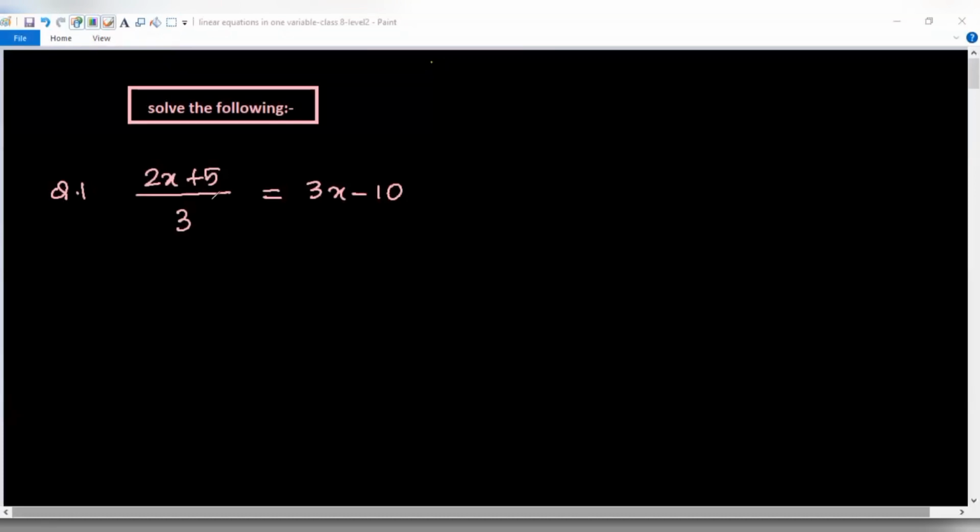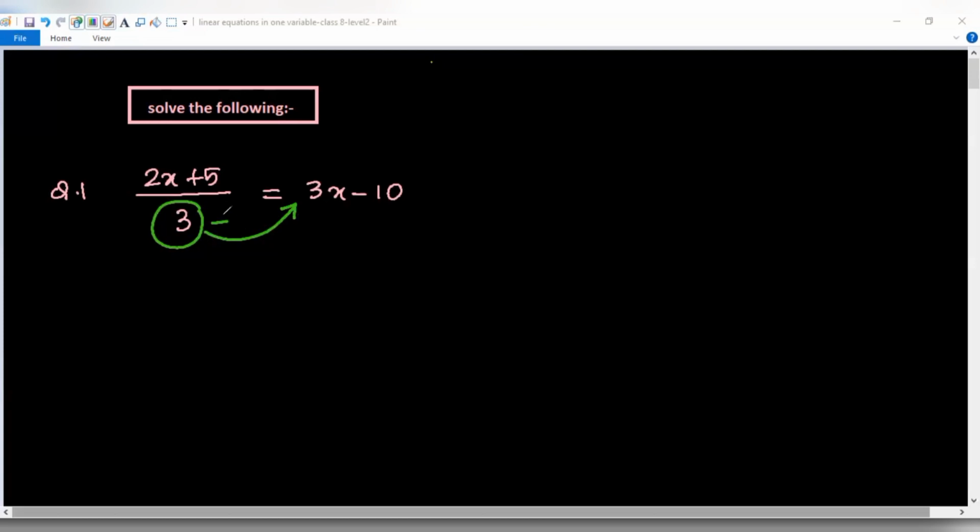In this video, we will learn how to solve some linear equations. See here, we have a fractional expression on the left side and on the right side we have an expression like this. 2x plus 5 all divided by 3 is equal to 3x minus 10. See here we have a 3 in the denominator. So first let us take it to the right side.